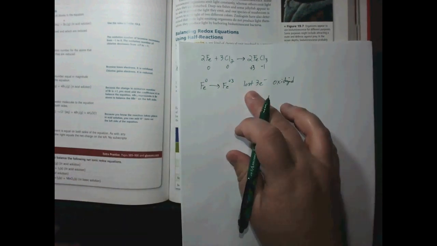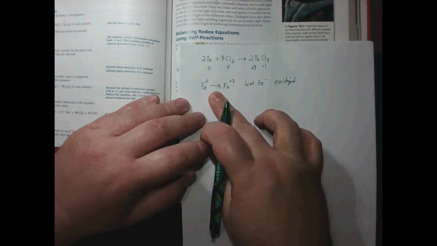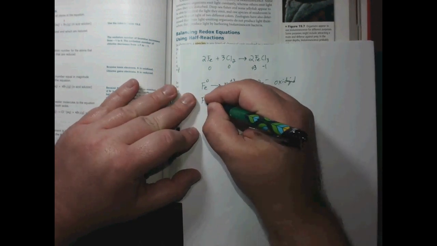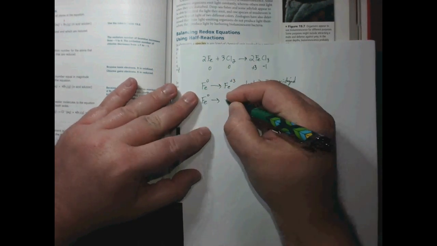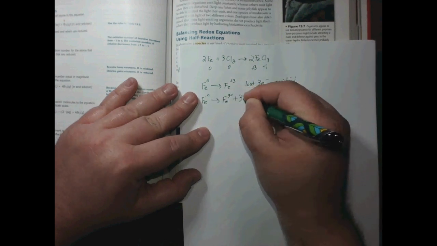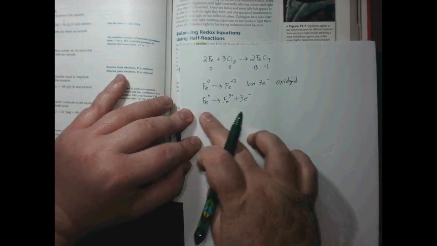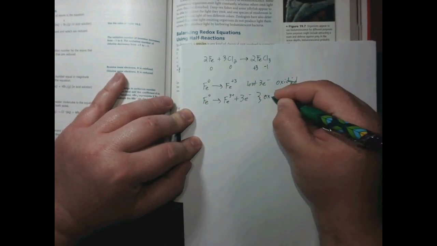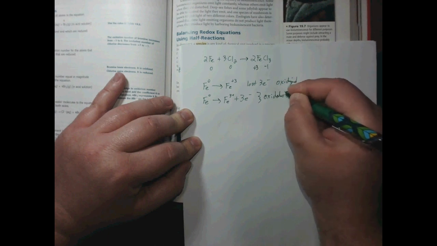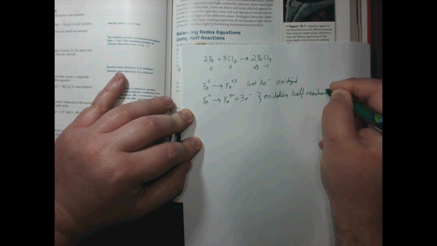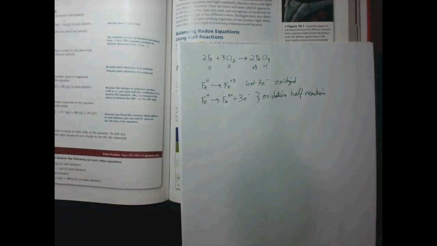We can show that though. We don't have to just write like this. What we can do is say, where did those electrons go? Well, they went somewhere, but for the moment, what we can do is put them in place. Plus 3 with a little electron symbol. That's a half reaction. That is the oxidation half reaction. It's only half of what happened, but it's half of it.